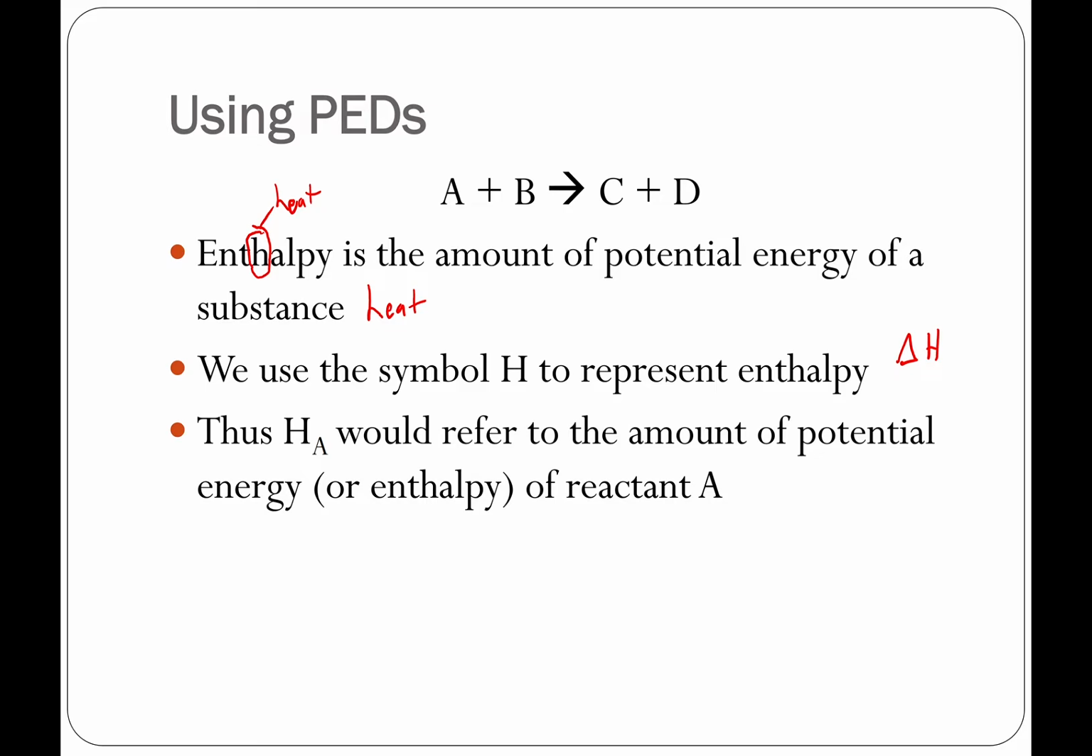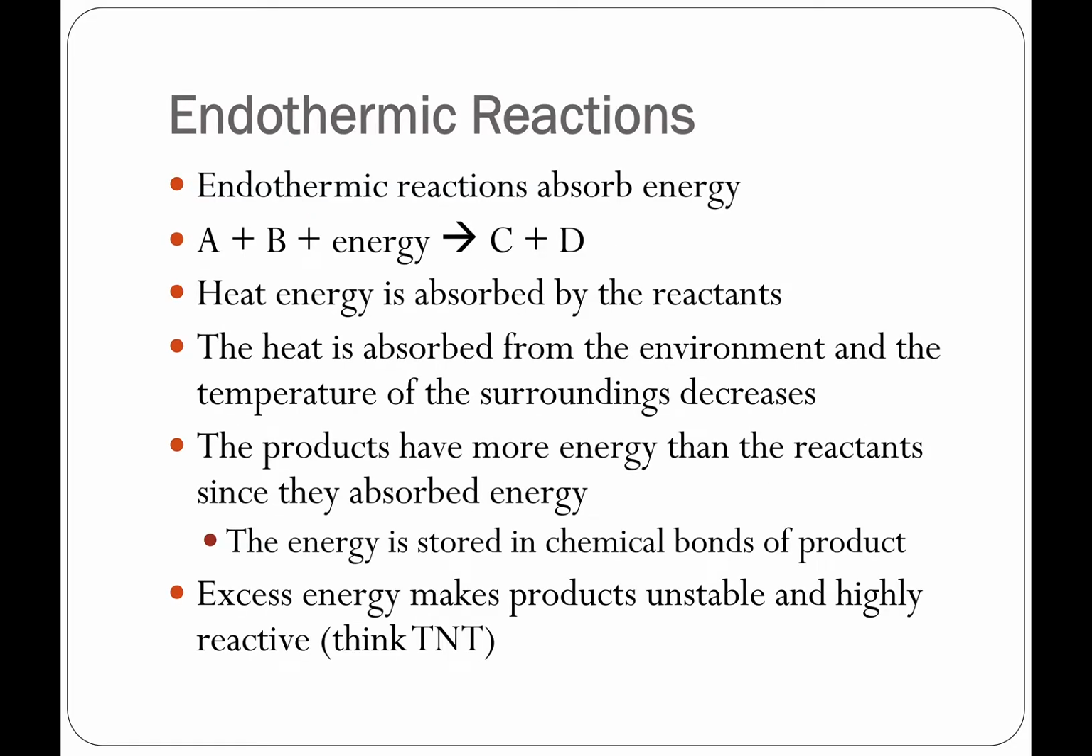So H sub A refers to the amount of potential energy or enthalpy of reactant A. And we can do the same thing for B. You can talk about the heat of B or the heat of C or the heat of the reaction, total, or delta H. Now we want to keep in mind here that we have a conservation of energy in all of our chemical reactions. So the energy that we start with has to equal the energy that we end with.